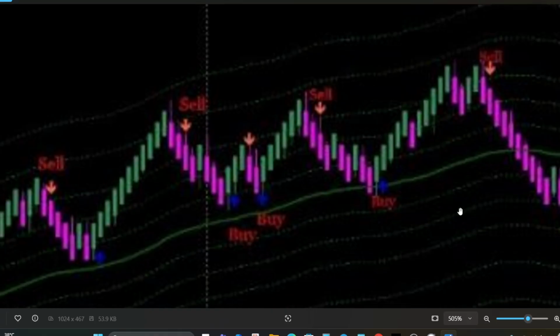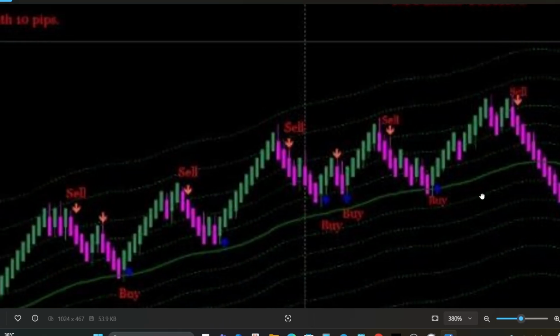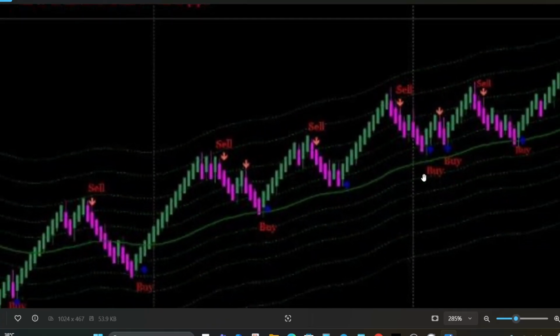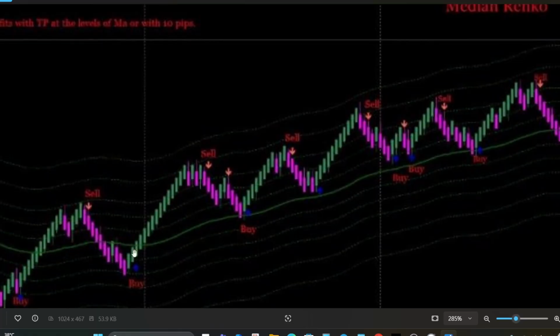Another big advantage is that median Renko bars make trends more visible. Unlike traditional candlesticks, which can sometimes be choppy and hard to interpret, median Renko bars give you a much clearer picture of the prevailing trend. You will notice that trends become more obvious as the bars align in one direction.